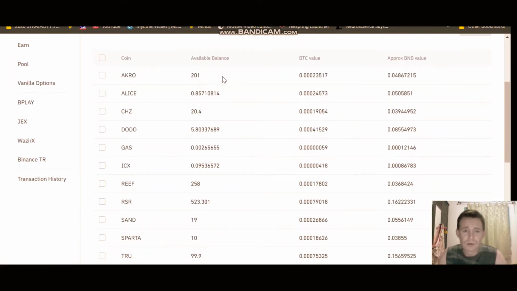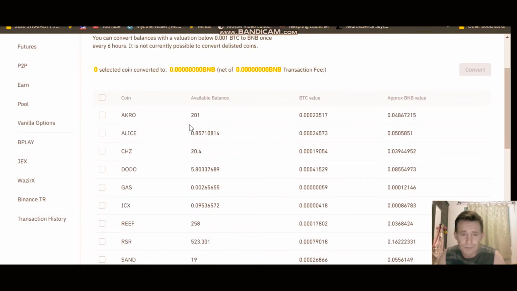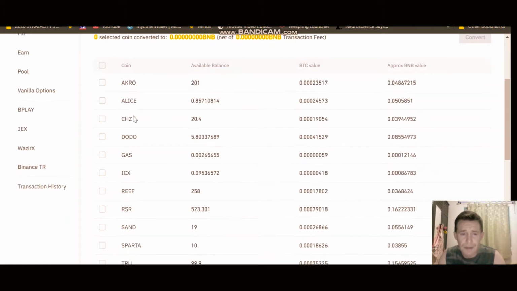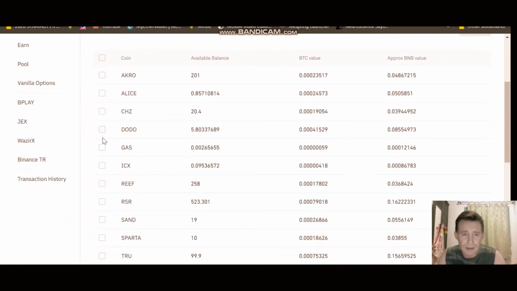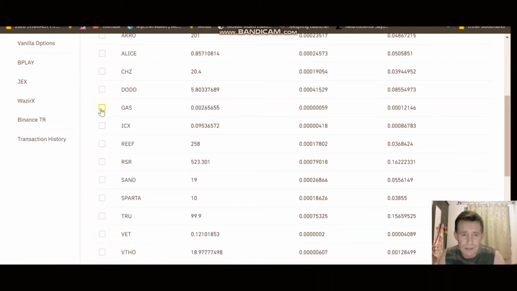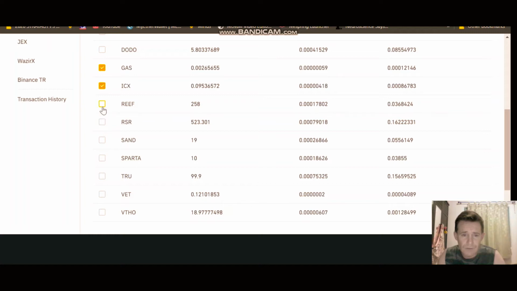Then I go through what I have earned through Binance Earn, which I'll come to in a minute, and I go through the likes of Gas, Icon, Reef. Now, we'll keep the Reef for later.